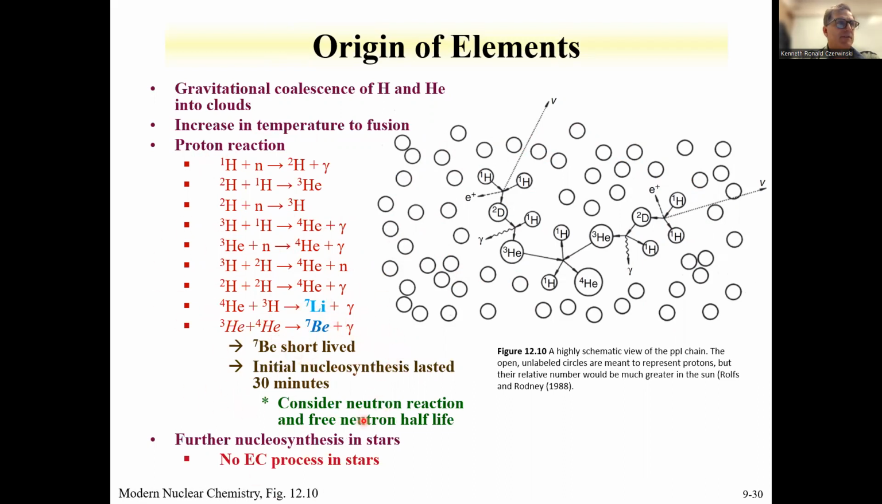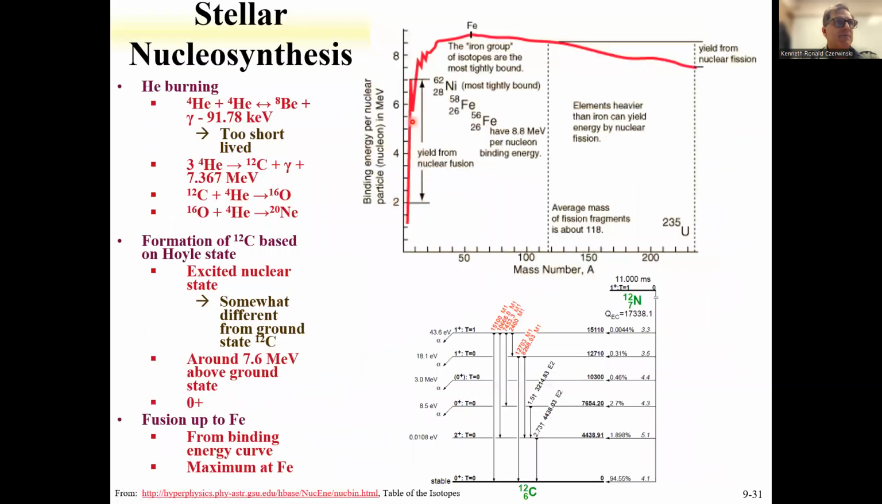So initial nucleosynthesis lasted about 30 minutes. We talked about that in the previous slide. These stars start making other elements. This is our binding energy curve, right? As long as I'm fusing elements, isotopes on this side, I can get energy out until I get to iron. So we can start making a bunch of elements, now, a bunch of isotopes.